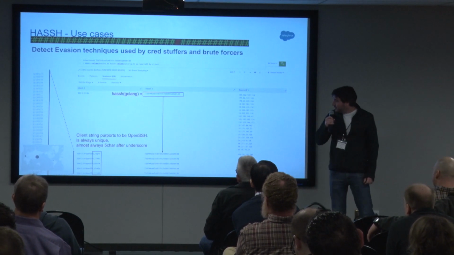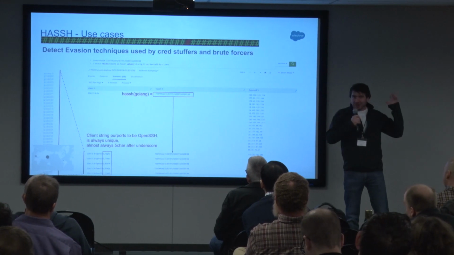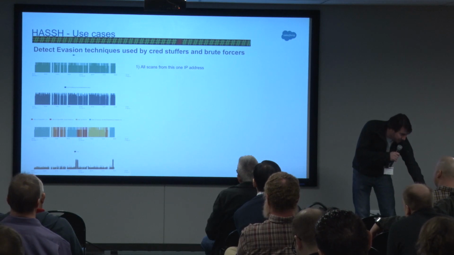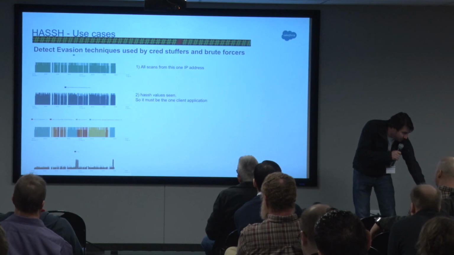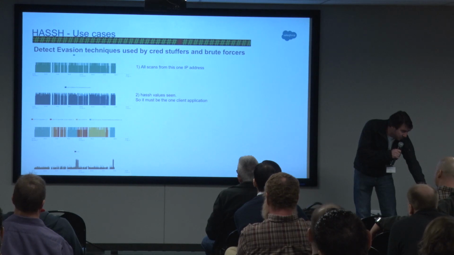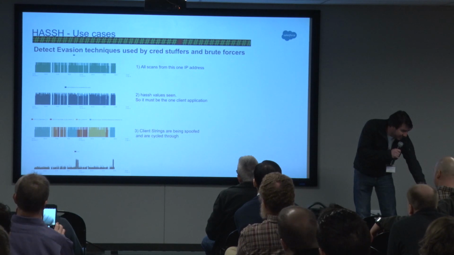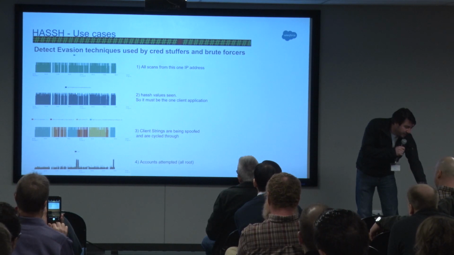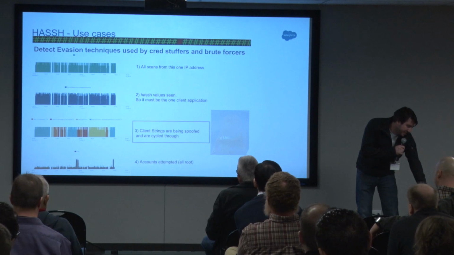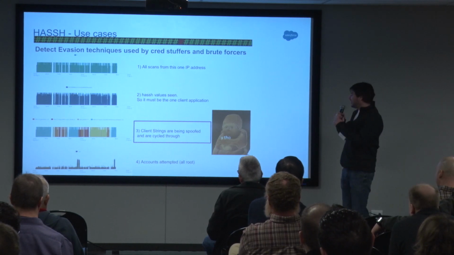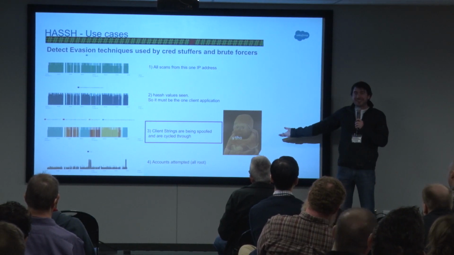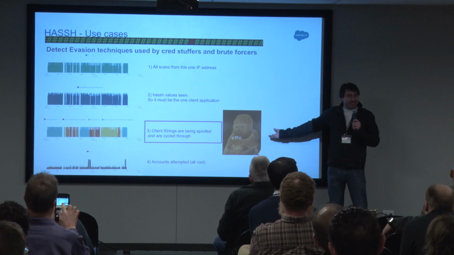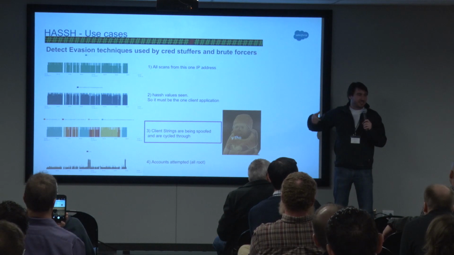He also included a geomap. The big surprise, it's China. All the scans were from one IP address. The hash values were all the same, but the client strings are being spoofed and cycled through for this scanner, and the account attempts were all root in this example. But I don't understand why they're alternating their client strings as they're scanning. Maybe Andrew has some ideas for this.